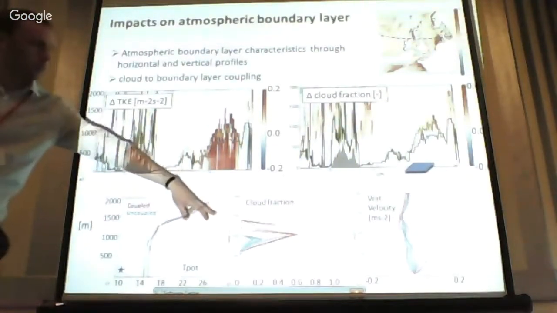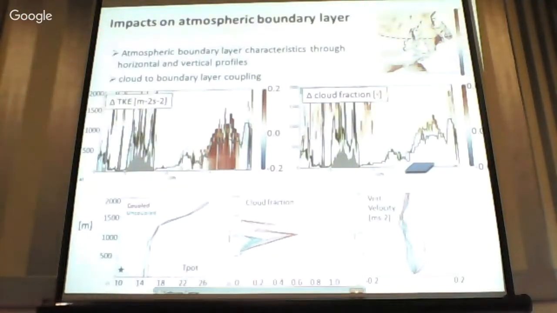This shows you a profile along the bottom, taken through this section here. In blue we've got the uncoupled model, and in red we've got the coupled system. I've said that our uncoupled system has a tendency to develop cloud on this occasion. This is cloud cover, cloud fraction between 0 and 1.